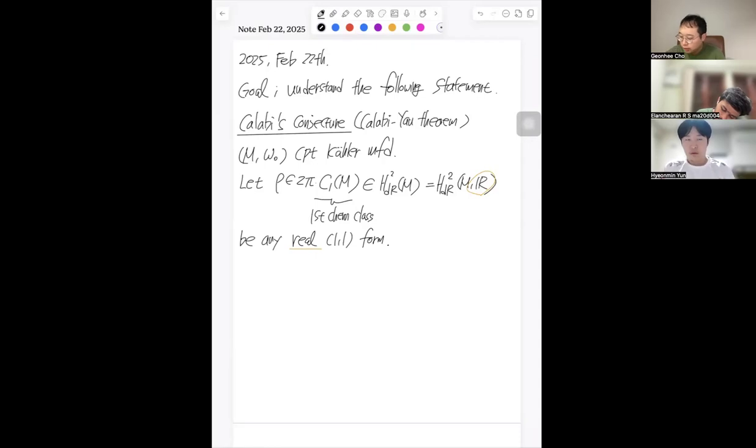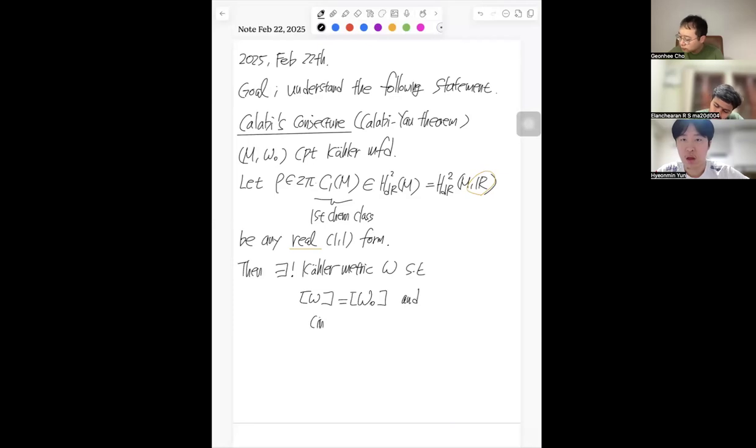So given a real (1,1)-form, what we would like to claim is that we are able to find a unique Kähler metric omega such that, let me mention this precisely, the de Rham cohomology class of this omega is the same as the de Rham cohomology class of the initial Kähler metric, and the Ricci form of this omega is equal to rho. So this is the statement that, in order to study complex geometry, one must understand what it really means.